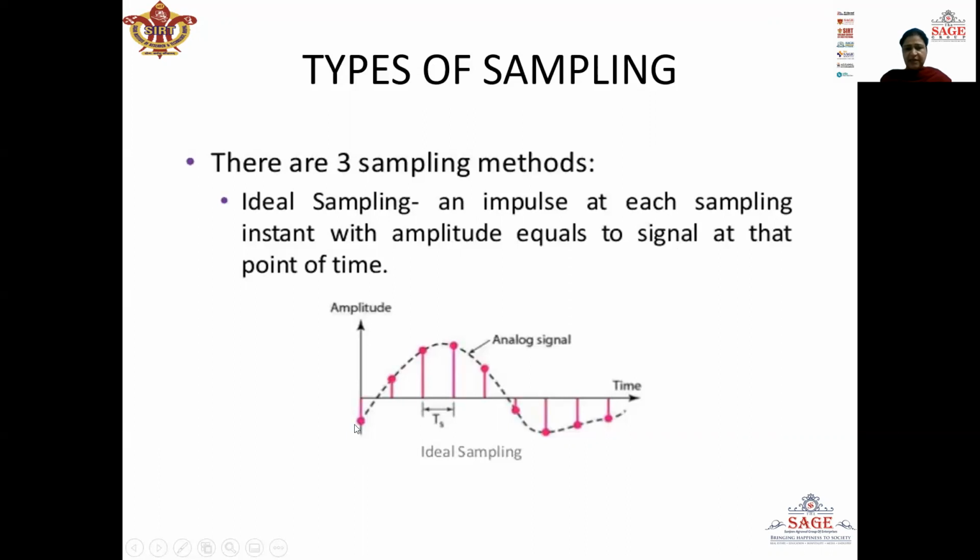Here we can see that we have a train of impulses which are located at an interval of Ts. Ts is the sampling interval. Now note from this waveform that the amplitude of each impulse varies according to the amplitude of the message signal.